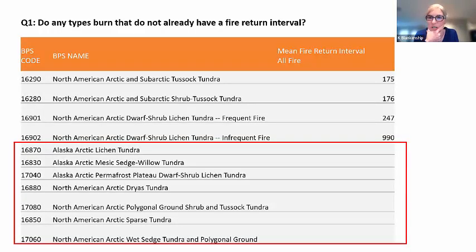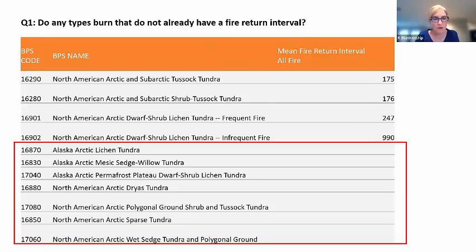So my first question was, when I looked at this full group of tundra ecosystems, a few had fire as a disturbance, and you can see the modeled fire return interval. This is our best estimate of the mean fire return interval for each biophysical setting. But about half of them didn't include fire as a disturbance, and I'm curious if anybody thinks fire should be included in these other types. So I'll open that up for discussion.